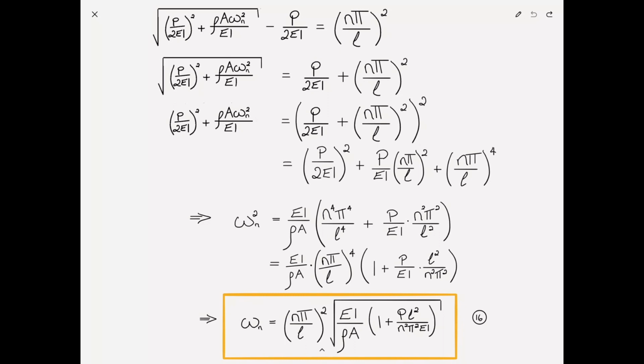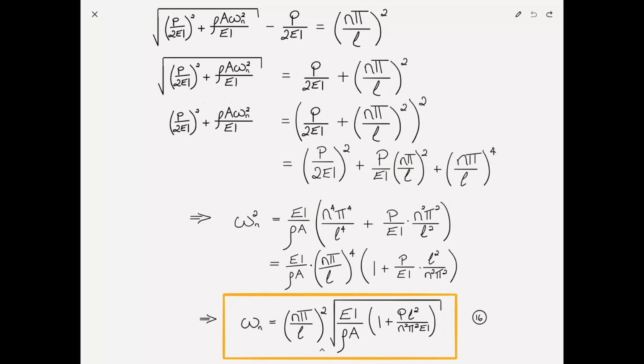One of the things you hopefully notice here is the effect of the load P. I remind you the load is defined as positive when it's in tension, but the effect of increasing P is that it increases the frequency. It has in effect a stiffening effect on the beam. So if a tensile load has a stiffening effect on the beam, we can imagine that a compressive load would have a de-stiffening effect on the beam.